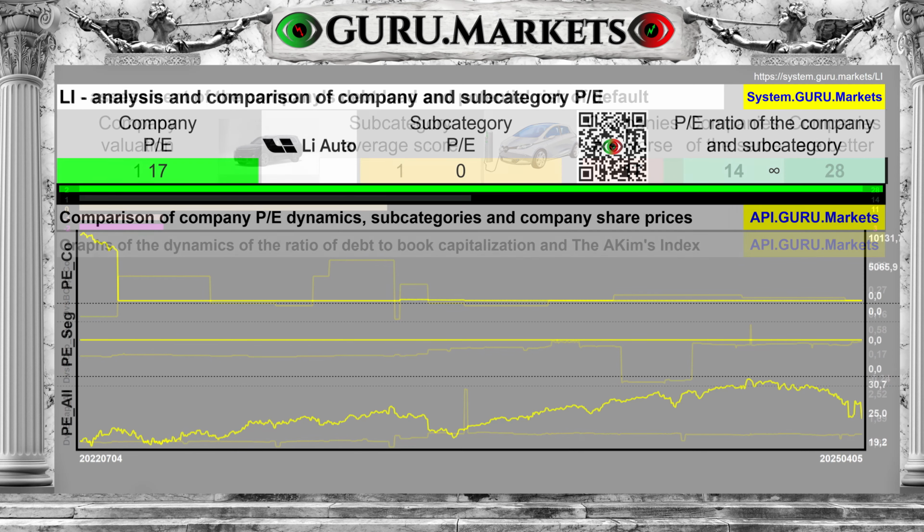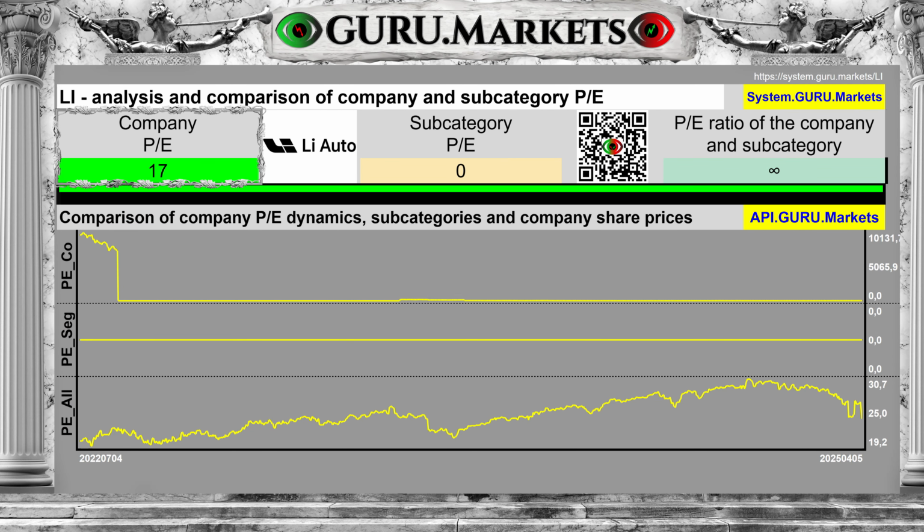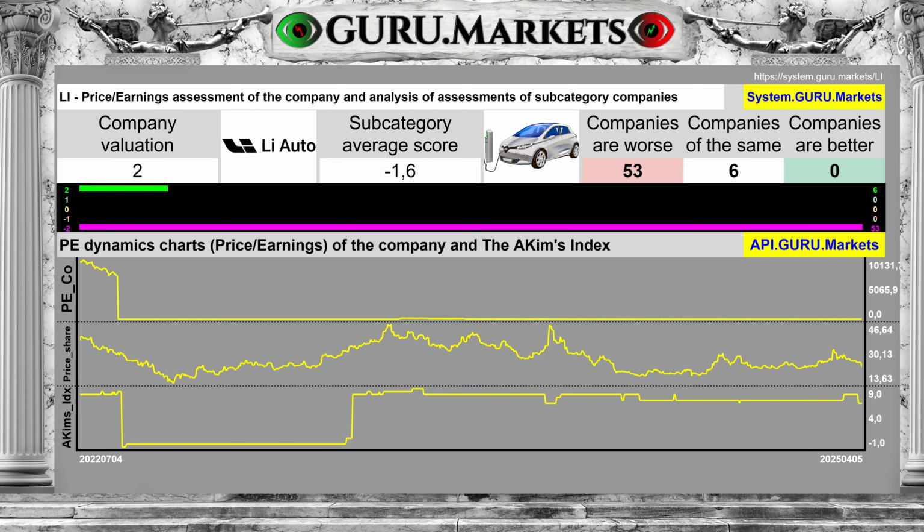The ratio of the company's market price to its profit is 17. The average in the subcategory is 0. This is significantly better than the average in the subcategory. Assessment of the exchange price to its profit in comparison with companies in the subcategory: very good, 2 points.